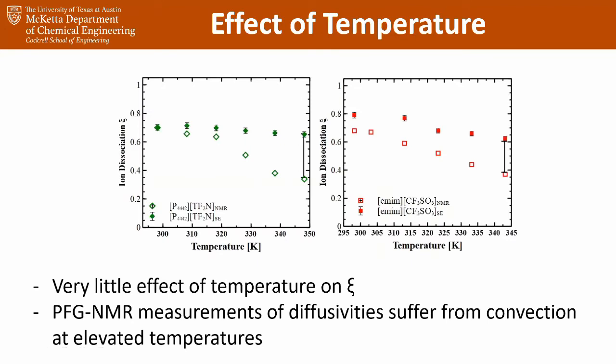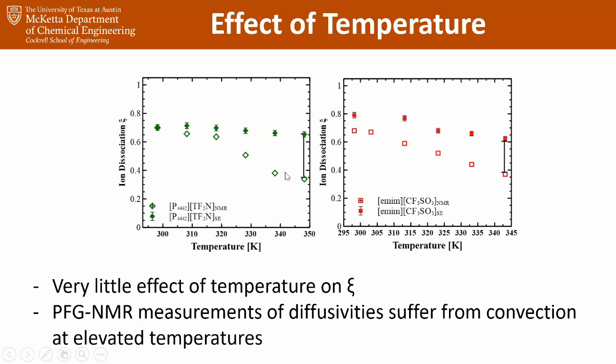All right, and this shows, I think, a very interesting result, which is that you have to be careful with the pulse field gradient NMR values because you can have convection problems when you do them at elevated temperatures. So here we compare for two different systems the ion dissociation that you get from our approximate method using just the density, viscosities, and conductivities versus the ones that you get with the actual NMR measurements.